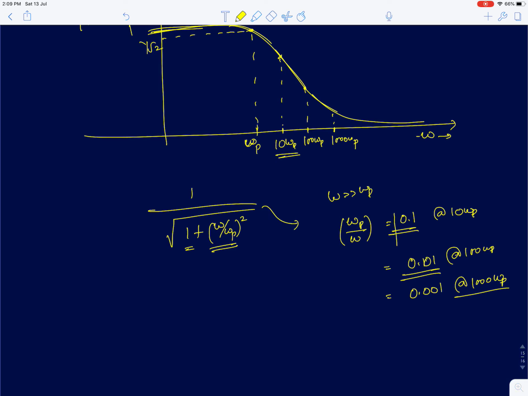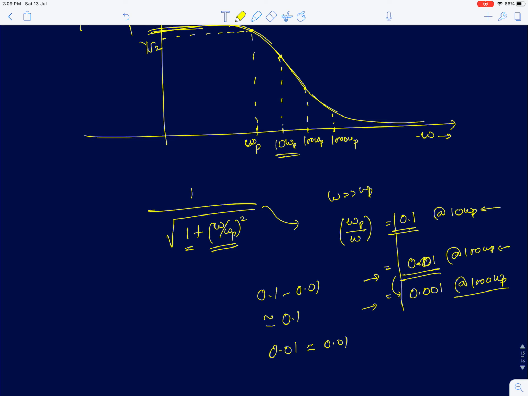But when I show all these things on a linear scale, I don't capture the significance of what's actually happening in the system. What I mean by that is, if I ask you, compared to the frequency at 10 omega p, what can you say about the gain at 100 omega p? I'll say that the gain at 10 omega p is 10 times larger than the gain at 100 omega p. Similarly, the gain at 1000 omega p is 10 times smaller than the gain at 100 omega p. But on a linear scale, if I take the difference between 0.1 and 0.01, it's 0.09, close to 0.1. And the difference between 0.01 and 0.001 is again close to 0.01.